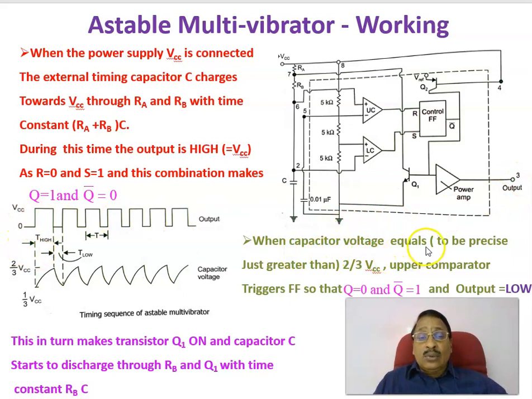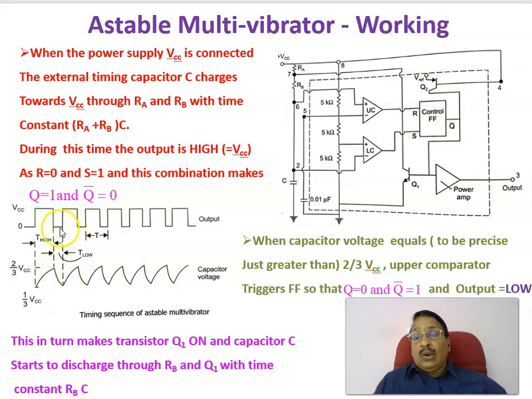Therefore, when the capacitor voltage is, to be precise, just greater than 2/3 VCC, the upper comparator triggers so that the output becomes 0 and Q bar becomes 1. That is, when it's 2/3 VCC, the output will become low, and this in turn makes the transistor Q1 turn on, and the capacitor C starts to discharge through RB with a time constant RB times C. That is the discharging path from 2/3 VCC to 1/3 VCC.